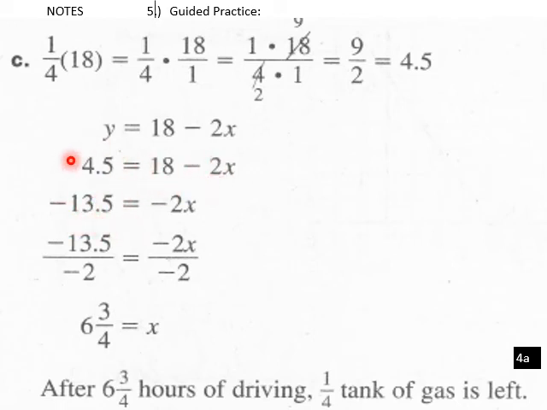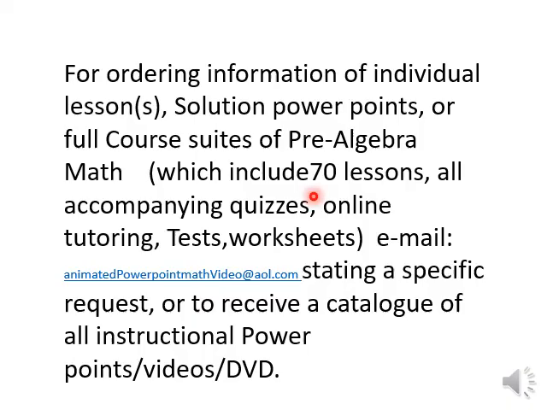We subtract 18 from both sides, and then we divide by 2. So we have negative 13.5 equals negative 2x, divided by negative 2. So we have 6 3/4 equals x. After 6 3/4 hours of driving, 1/4 tank of gas would be left.